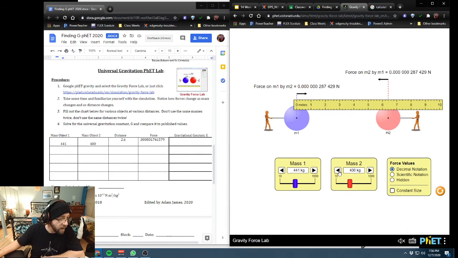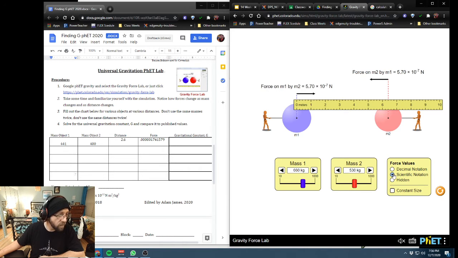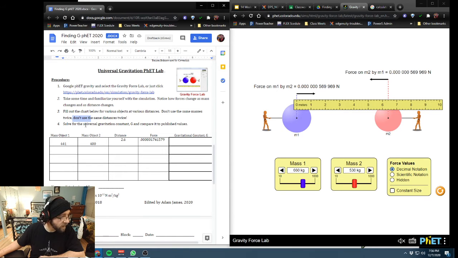And now to do this again, I would just change the masses, the forces. I would write down these new numbers, okay? I would do the same thing, but you fill in the other five. It's just 5 random masses, 5 random masses for the other object, 5 random distances. Just no repeats, okay? Just mix it up. And then write down the force that goes with each. Oh, look, they'll do scientific notation if you want. That's cool. I'm going to leave it like this. So that was step 3. Step 4, solve for the universal gravitation constant, G, and then compare it to published values.